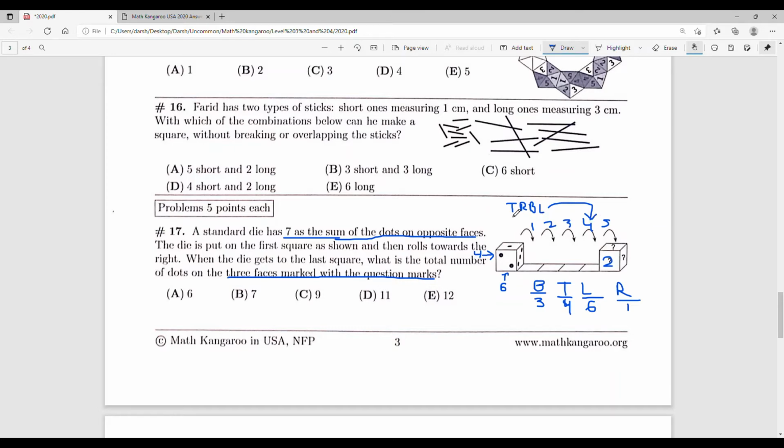So, the only rotation left will be number 5. That's the last rotation, and it'll just be 3, 4, 6, 1. Because we only made 1 rotation, and after 1 rotation, the bottom face will be 3, which we don't need. The top face will be 4, which we do need. The left face will be 6, which we don't need, and the right face is 1, which we do need. So, if we add this, 4 plus 2 plus 1, we get the sum is 7. So the answer for number 17 is B.